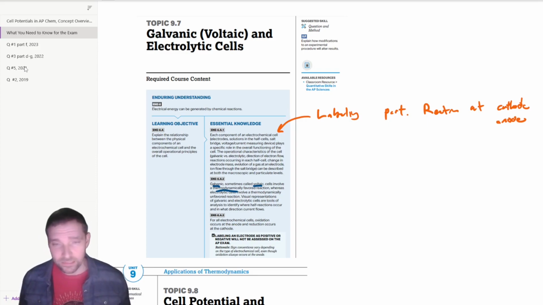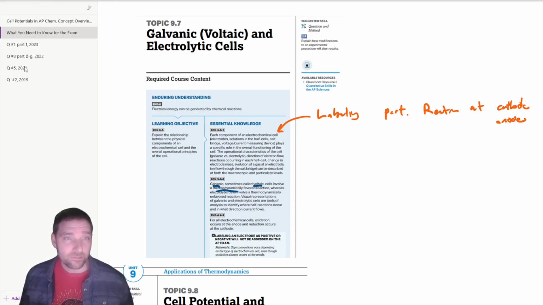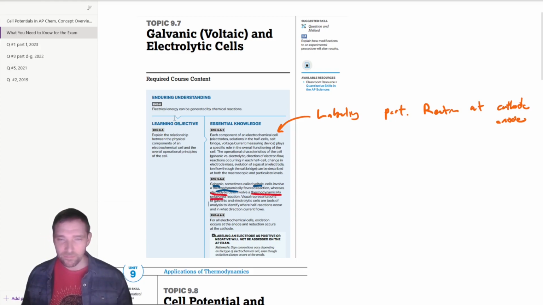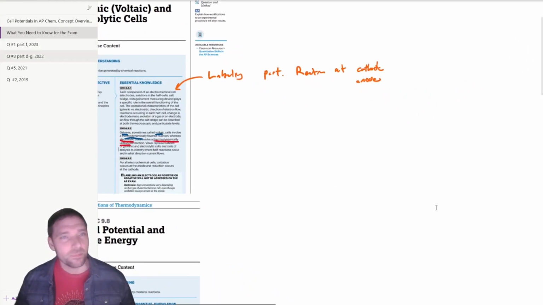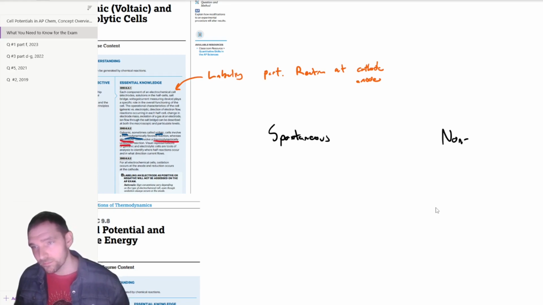And thermodynamically favored is the word that you really need to key into, because that's what I've seen them use in the AP exam. They don't really use galvanic and voltaic or electrolytic or electrochemical. Those are terms that you're going to see online, but on the exam, they're going to either tell you that it is that or say something about the thermodynamic favorability. To summarize that, we want to think about spontaneous versus non-spontaneous.